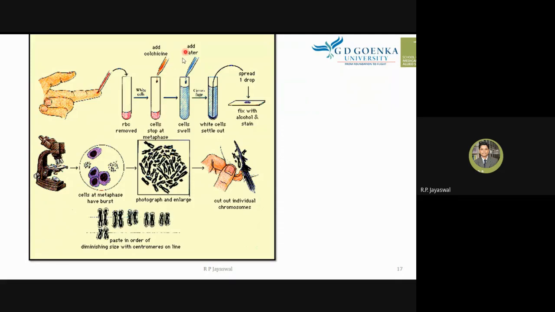We can add hypotonic solution like water, and we can further do the washing process, then do the staining, and then we can put it on the slide. We can stain it, and finally we can take a photograph. This is the photograph which is seen here. Now we can cut out the individual chromosomes, and we can arrange them in a homologous chromosomal pattern, arranged according to the size and according to the centromere, right?